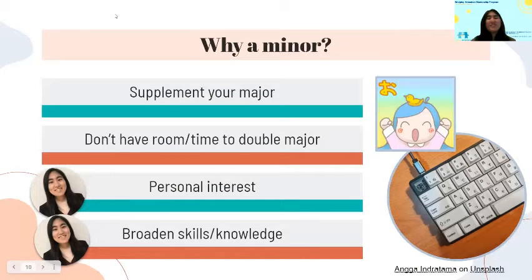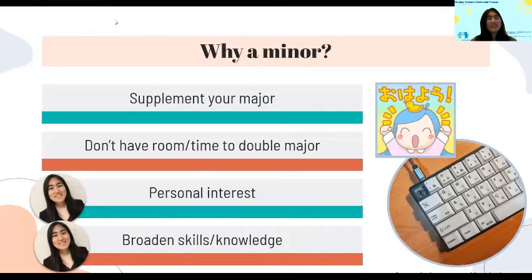Okay, so now we're going to go on to the question, why a minor? Because sometimes it might seem like a minor is not as important as your major. However, your minor can be used in many different ways. Some people choose to minor in a subject because it relates to their major or career goals. For example, you could major in political science, but minor in international studies to understand how different cultures and societies can affect politics. Sometimes people minor in something just because they don't have enough room or time in their college plans to double major.